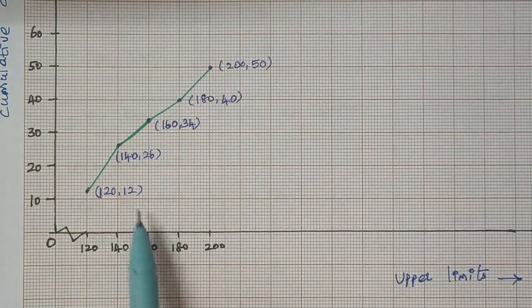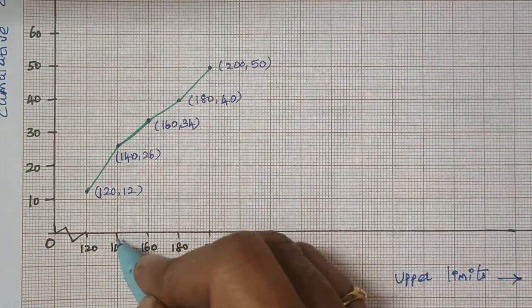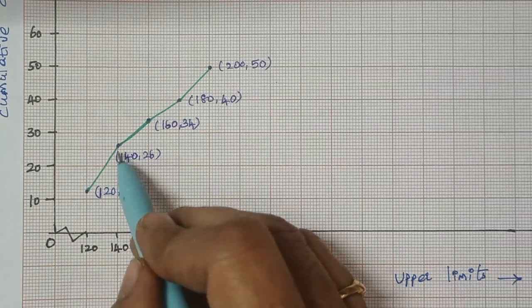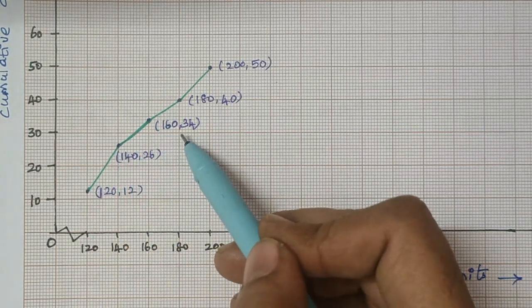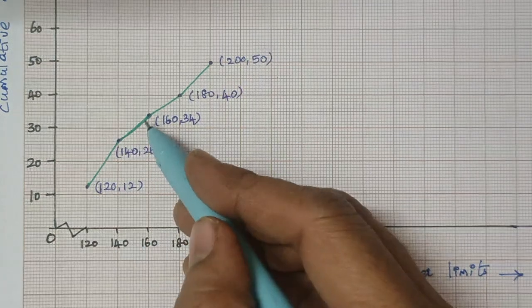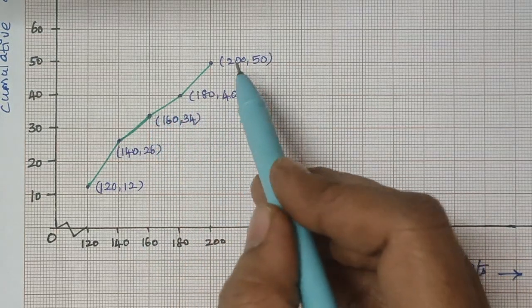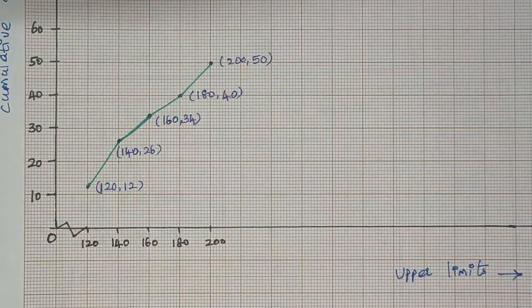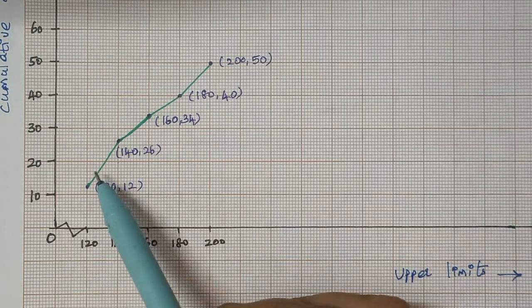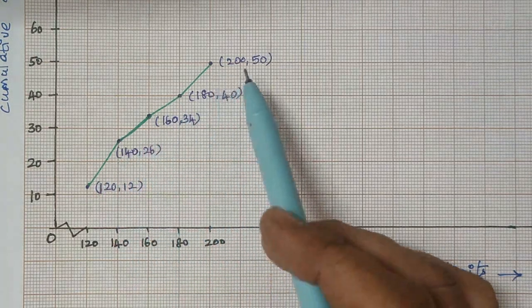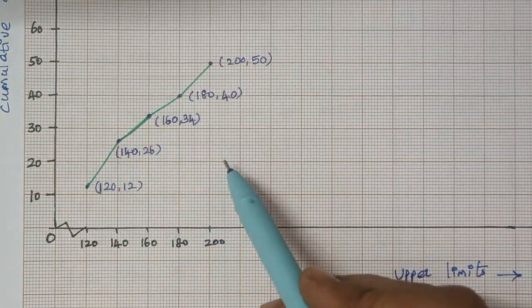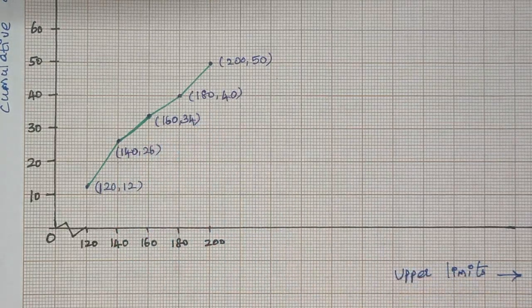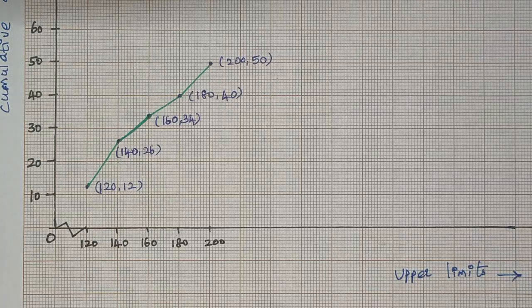Now the next point is 140, 26. So here it is 140 and it is 20, right? It is 25 and here 26. And the next is 160, 34. The same way 160 and 34, 180 and 40, and 200 and 50. Now after making all these points on a graph sheet, you have to join these points by using freehand. So once you draw, we have an ogive like this. So this problem is over. We will proceed with our next one.